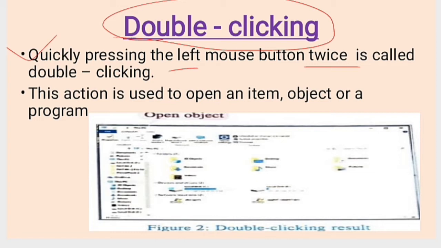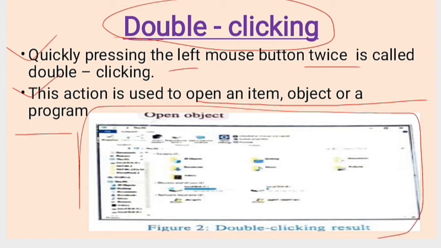Why do we use this action? This action is used to open an item, object or a program. In the click, we already clicked on This PC. That is a single click. But what if we do a double click? If we double click on This PC, this window will open. After double clicking, this window will open.